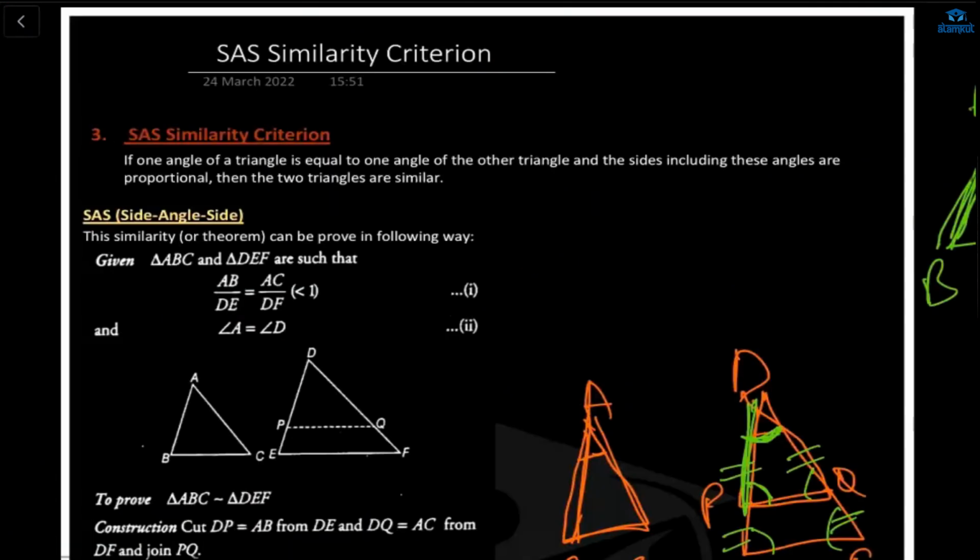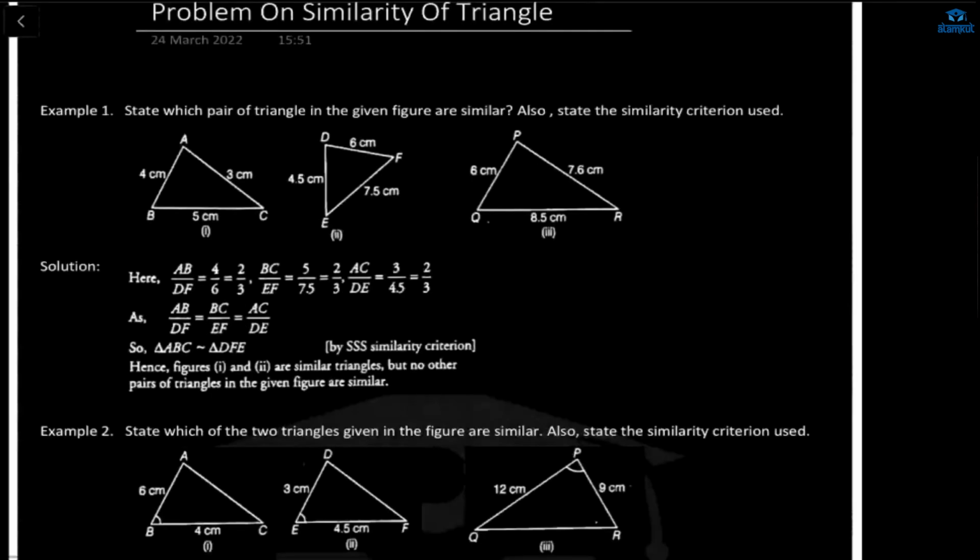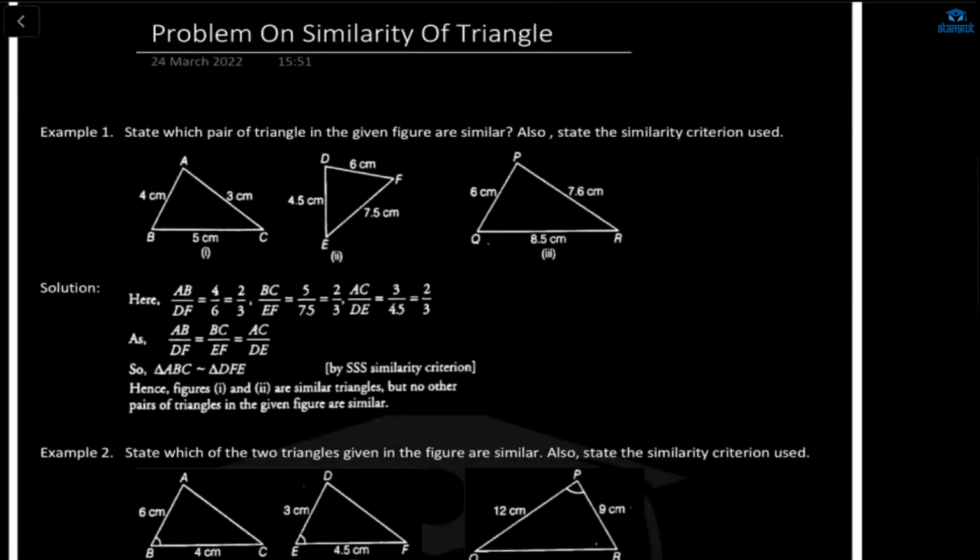So let's see some questions based on this, problems that are based on the similarity of triangles. Now, a very easy one. State which pair of triangles in the given figure are similar. You have to check which of the triangles are similar. Here, none of the angles are given, only sides of all three triangles. So we are just going to compare the ratio of the sides. If the ratio of all three sides are equal, that means the two triangles are similar. Now which triangles are similar to which one?